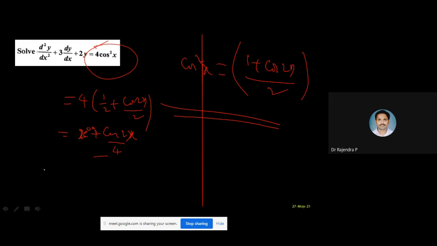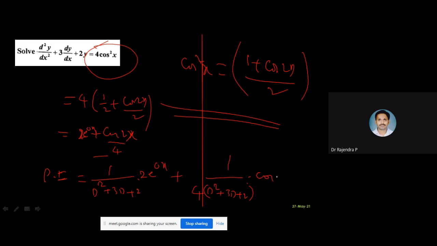So I will write your particular integral here. How to write it? PI is equal to 1 by d square plus 3d plus 2 into, first one is 2, when I multiplied, 2 e power 0x I have to write, plus second one is again 1 by d square plus 3d plus 2 into 1 by 4. I can write this multiple of 4, no problem, and the remaining is cos 2x. That's all. And these are known problems to you. Here e power 0x means directly I can substitute 2 by 2, I will get 1 here.